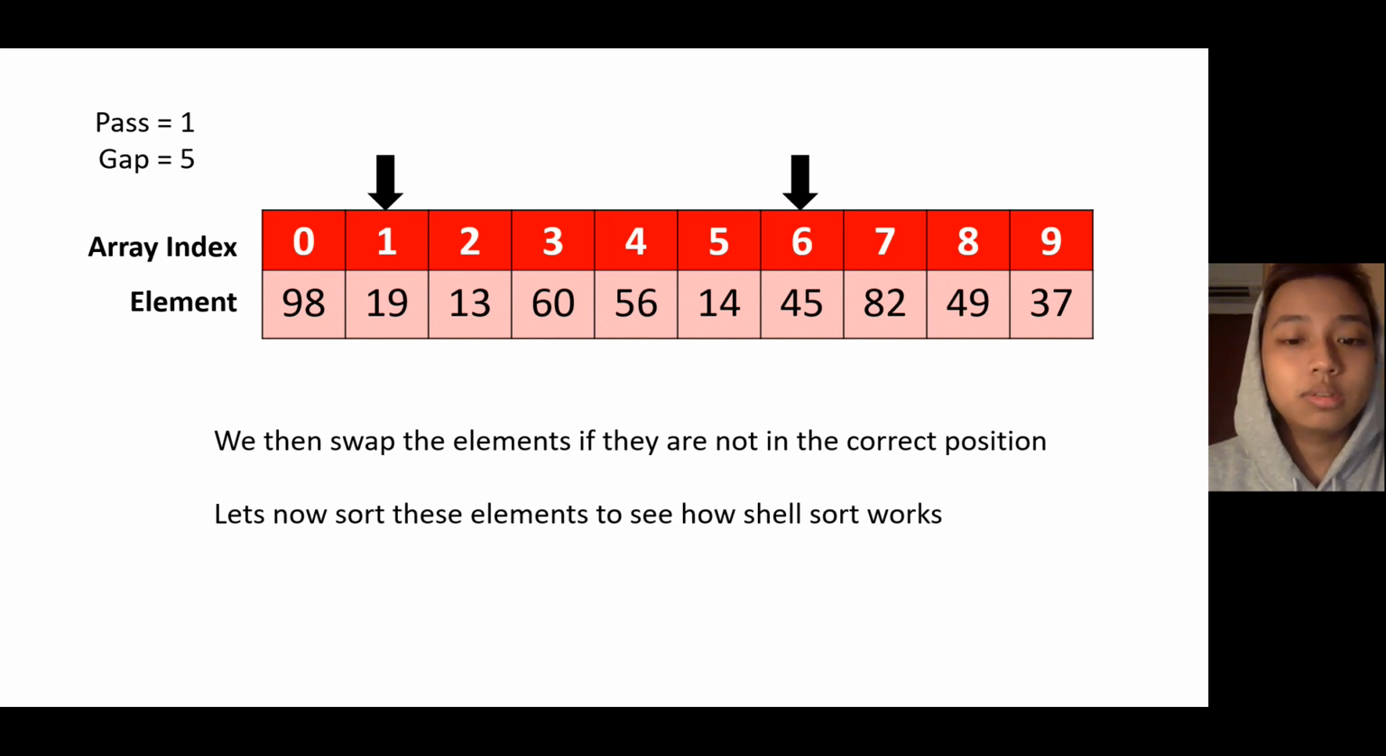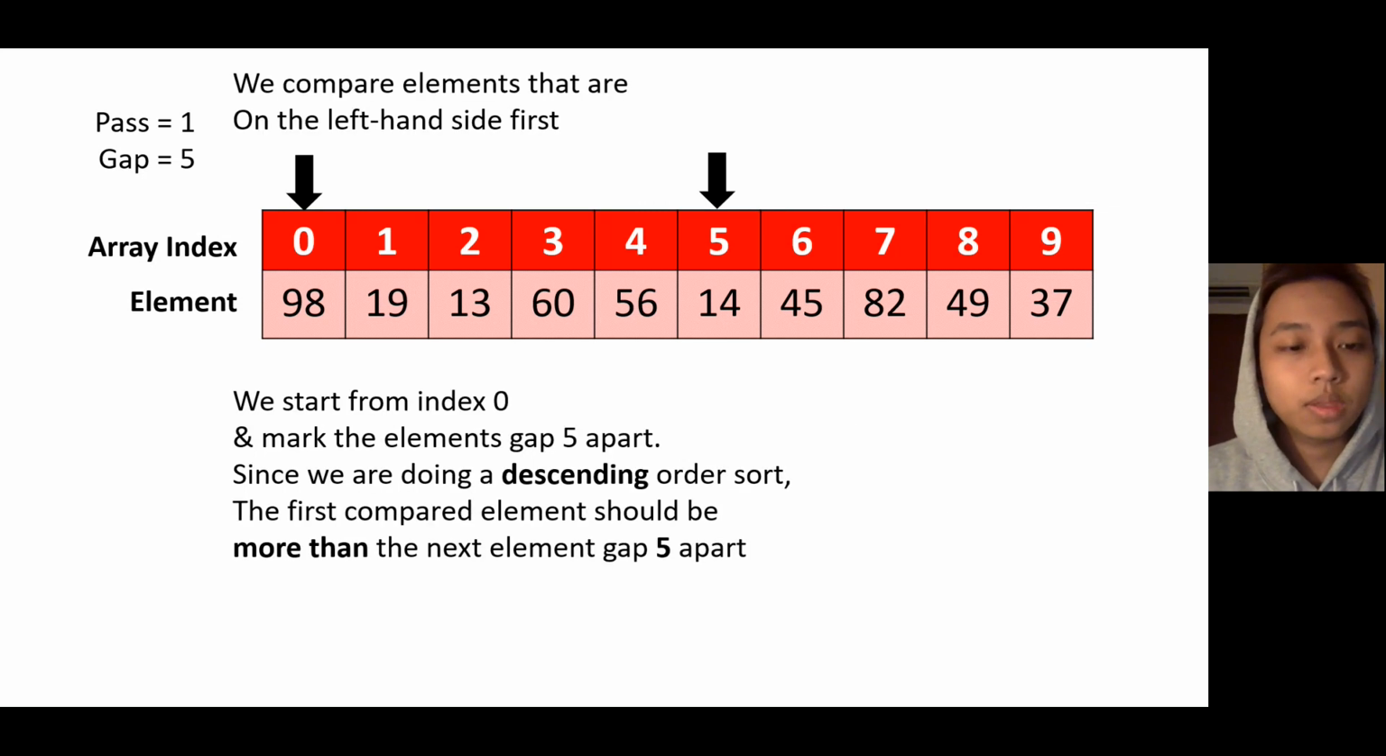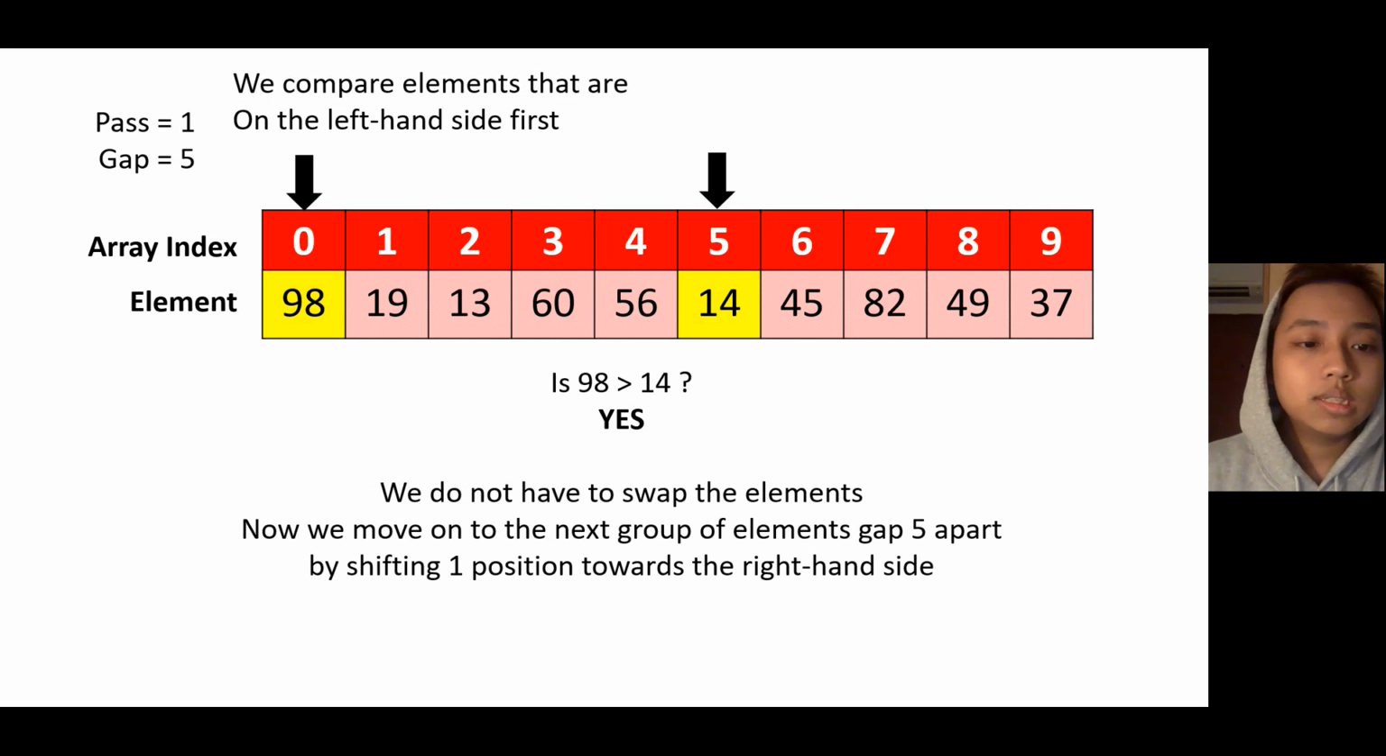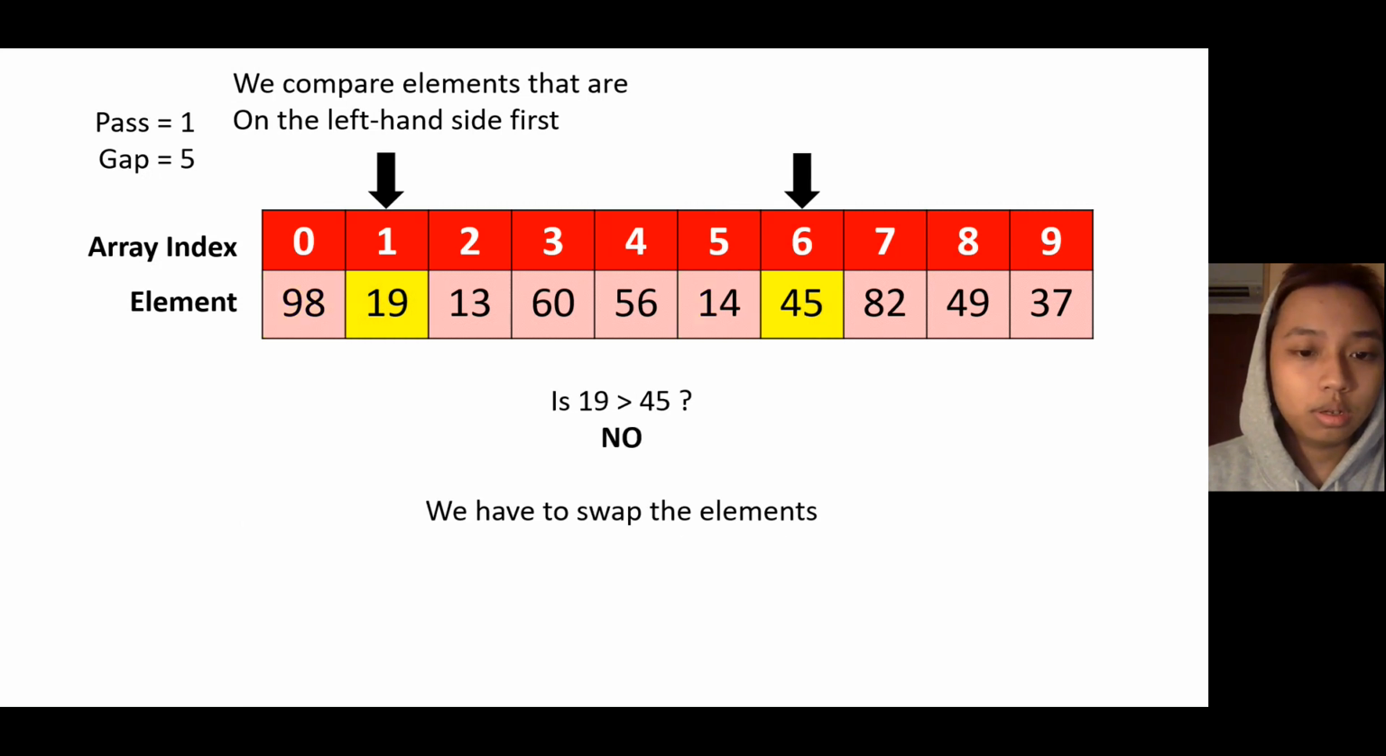Let's now sort these elements to see how shell sort works. Start from index 0 and mark elements gap 5 apart. Since we are doing a descending order sort, the first compared element should be more than the next element gap 5 apart. Is 98, as highlighted here, more than 49? Yes. So we do not have to swap the elements and we can move on to the next group.